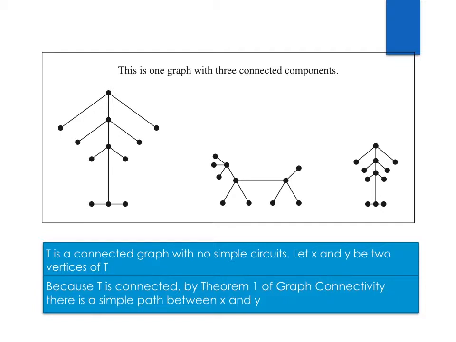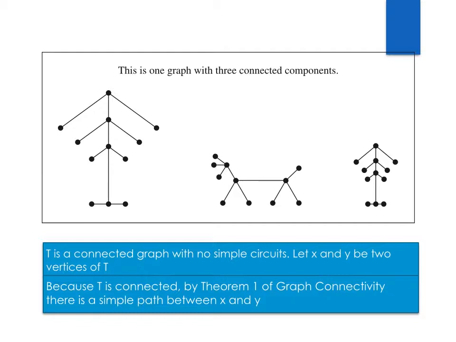Then there would be two simple paths between X and Y because the simple circuit is made up of a simple path from X to Y and a second simple path from Y to X. As a hint, a graph with a unique simple path between any two vertices is a tree. Now, let us discuss another type of trees.